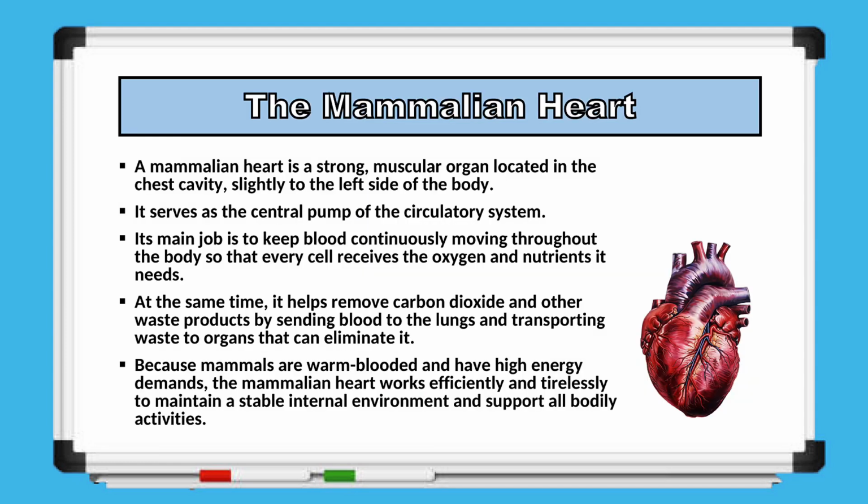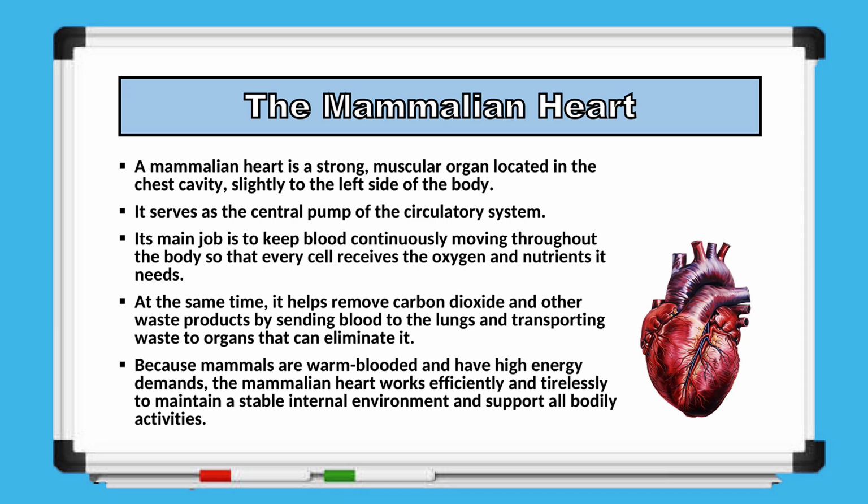So, when we talk about the mammalian heart, we are referring to a strong and powerful muscular organ found in the chest cavity, positioned slightly toward the left side of the body. It functions as the central pump of the circulatory system, working constantly to keep blood moving throughout the entire body. Its primary role is to ensure that every cell receives a steady supply of oxygen and essential nutrients.